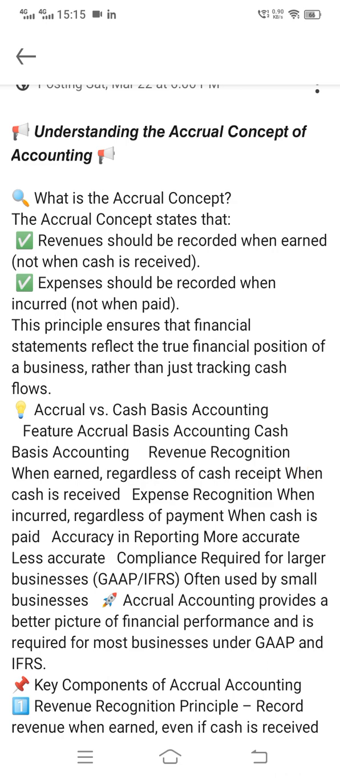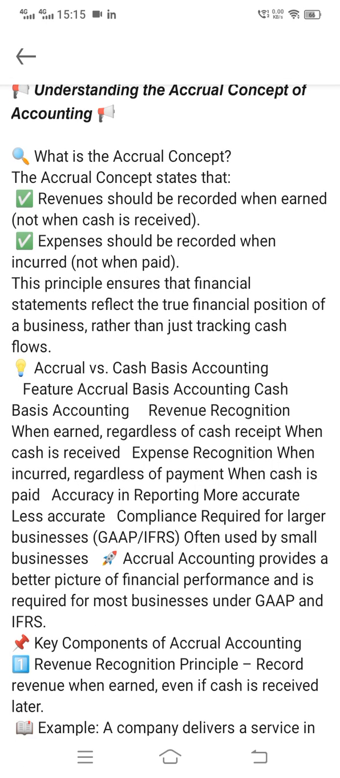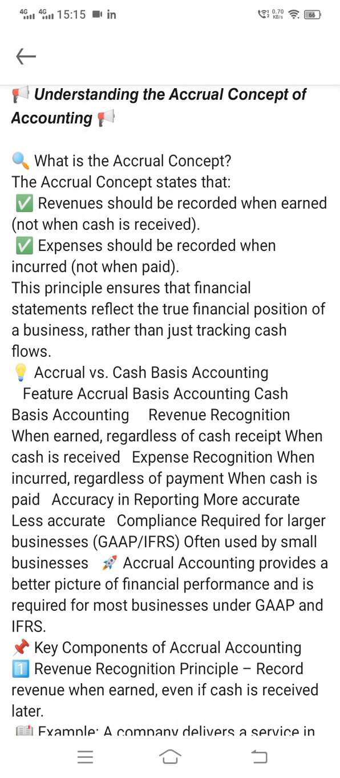For example, a company provides services to a client in December 2024, but the client pays in January 2025. The revenue should be recorded in December, not January. And as a business, when we are working in companies, we must know that this is the real way to record the transaction. No company pays you at that particular point of time when you provide a service. They pay you later on.